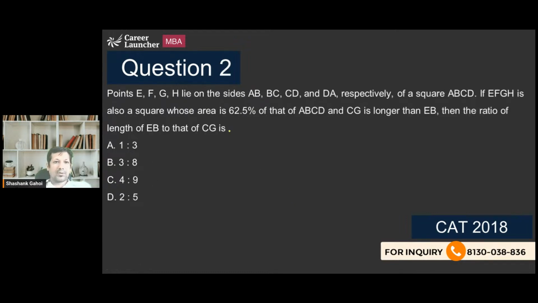Let's solve this. So I am drawing a square ABCD. This is A, this is B, this is C, this is D. It says CG is longer than EB. EFGH is a square. So basically CG is longer than BE. So E is the point on AB. So E is here.